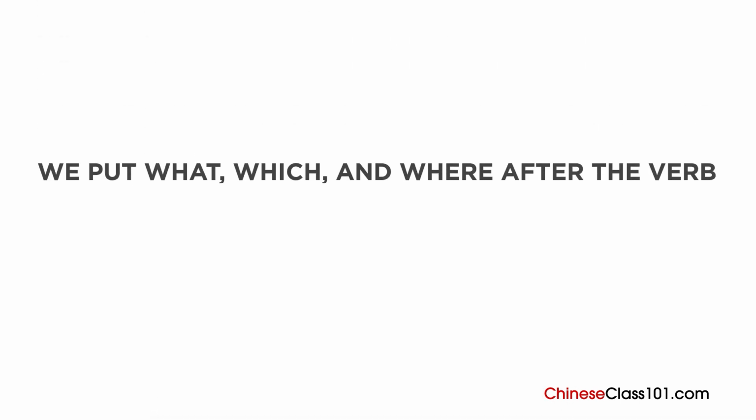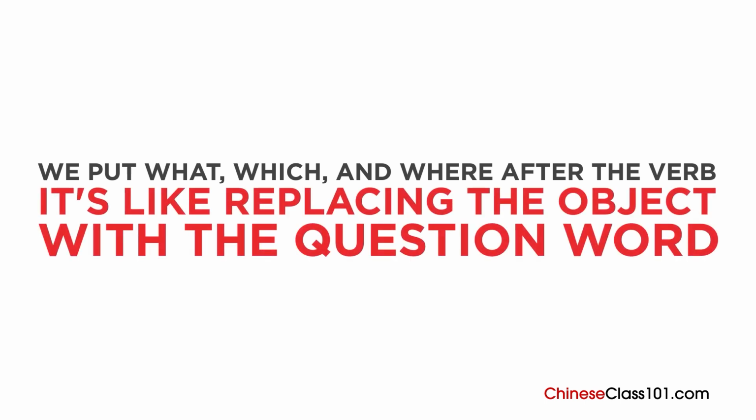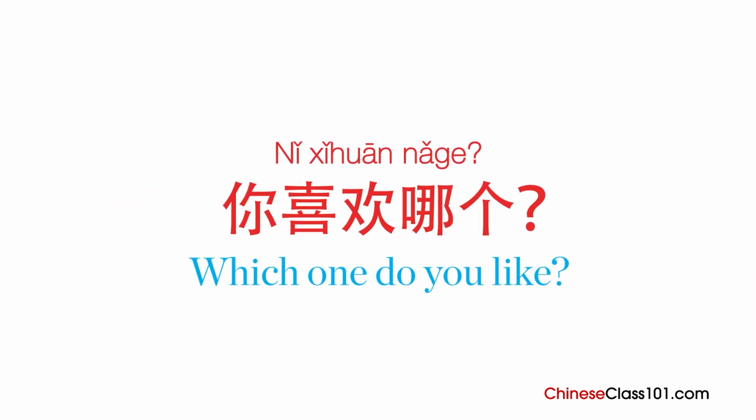We put what, which, and where after the verb. It's like replacing the object with a question word. For example, what do you like? 你喜欢什么？你 you 喜欢 like 什么 what. Which one do you like?